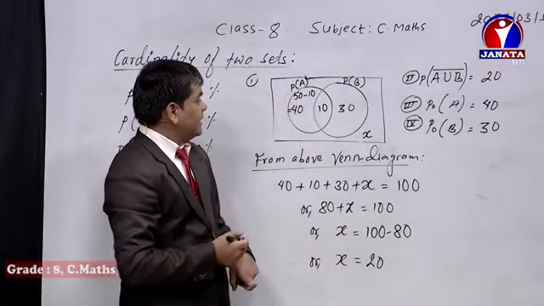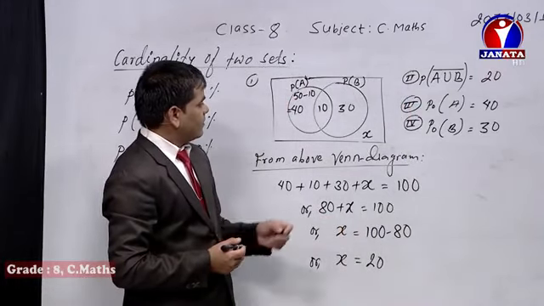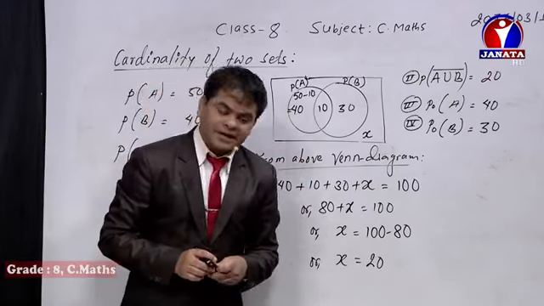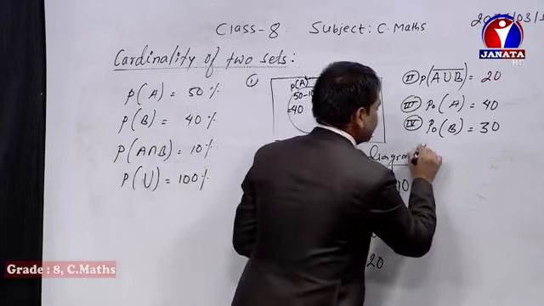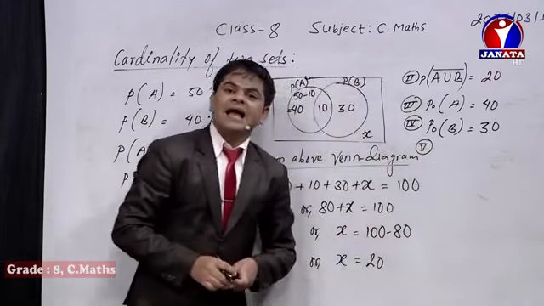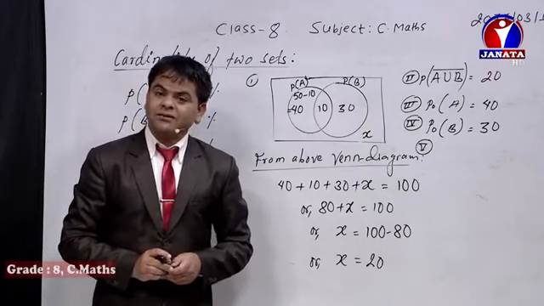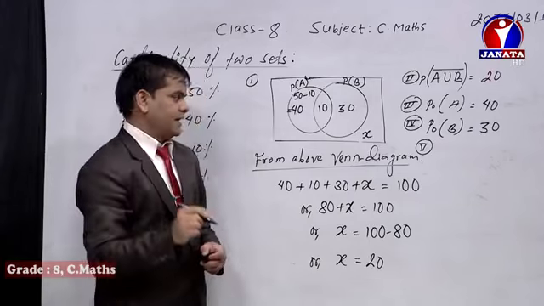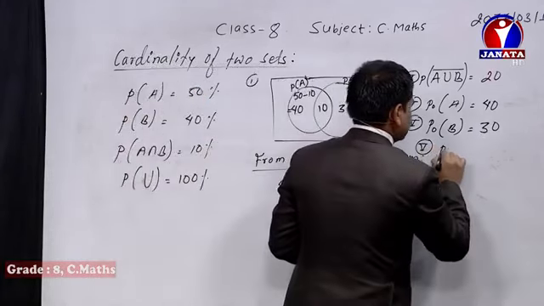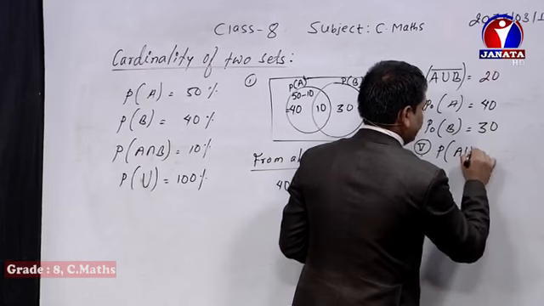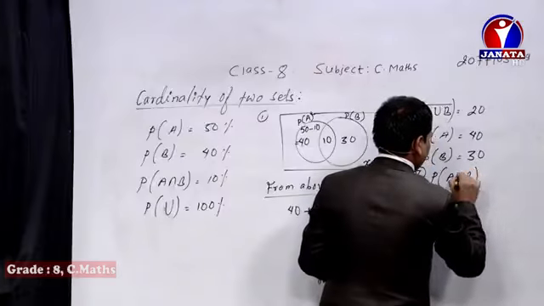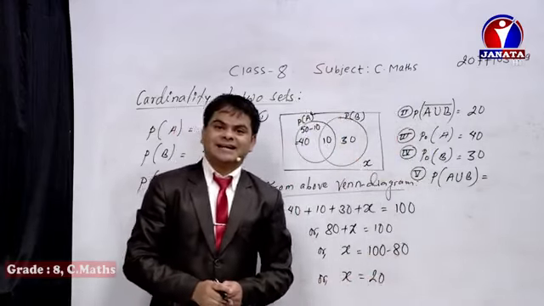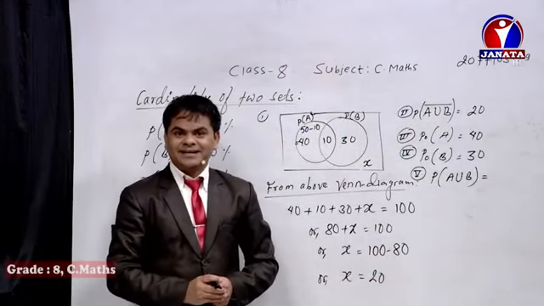Now the question may be: how many people like either apple or banana? Next question, do write, dear students, how many people like either apple or banana? It means percentage of people who like apple as well as banana, or either apple or banana. That is P(A union B).